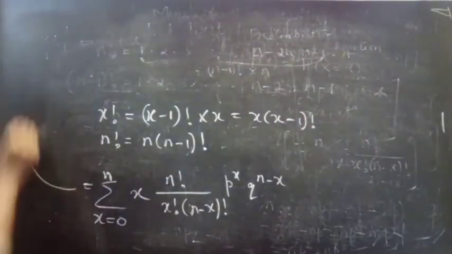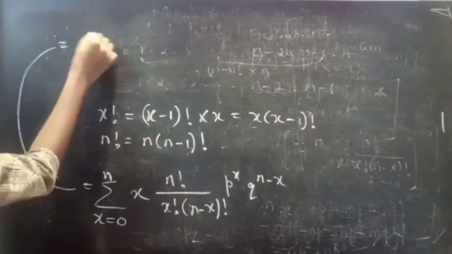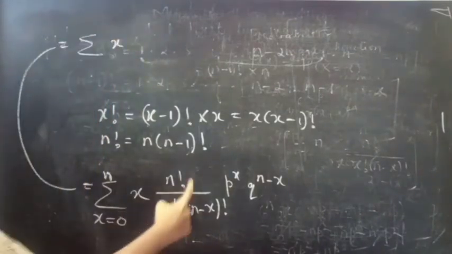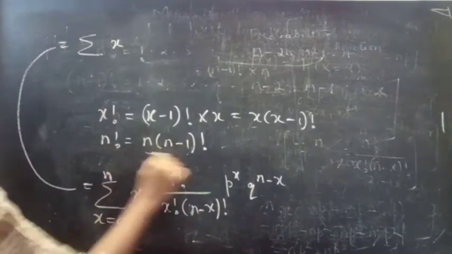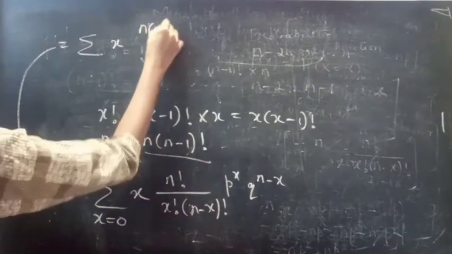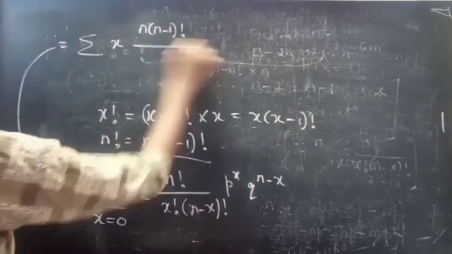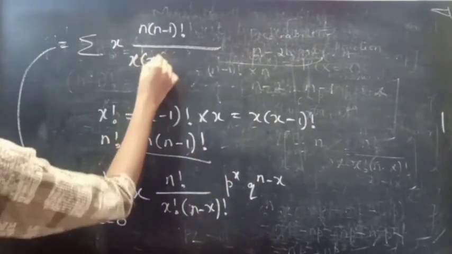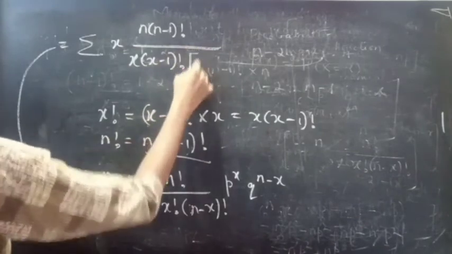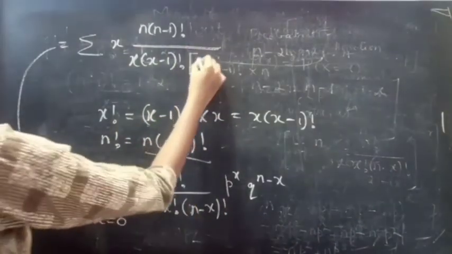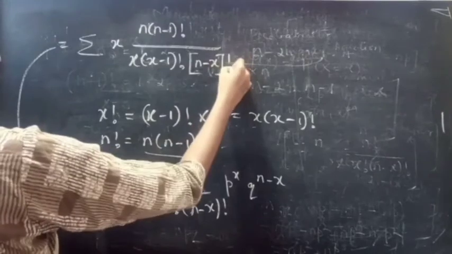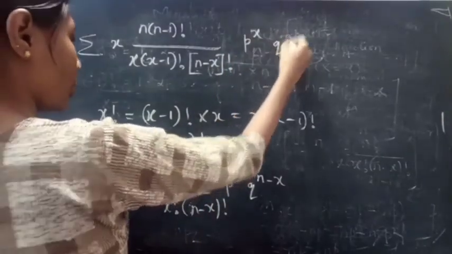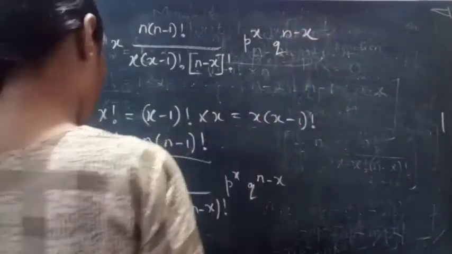So this becomes summation x into, you can change this n factorial as n into n minus 1 factorial, by x factorial as x into x minus 1 factorial, into n minus x factorial, into p power x, q power n minus x.